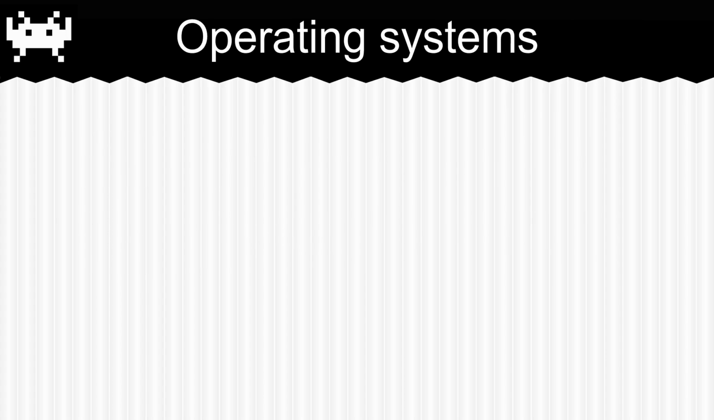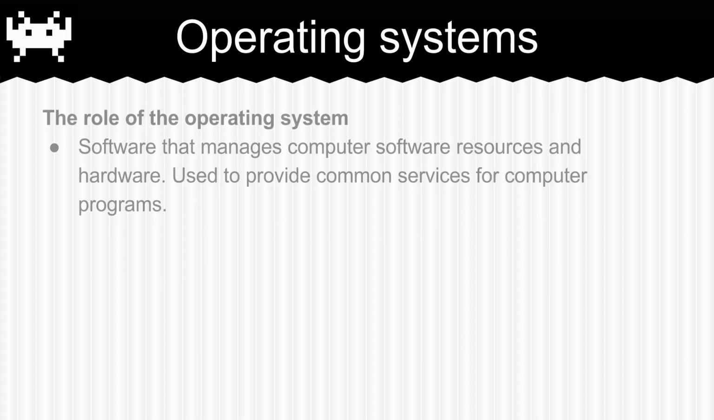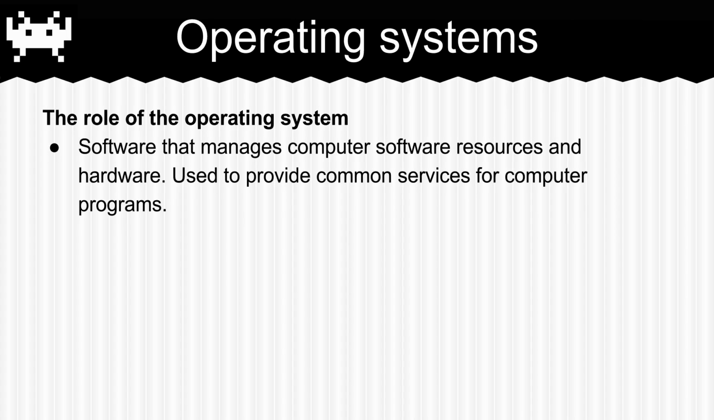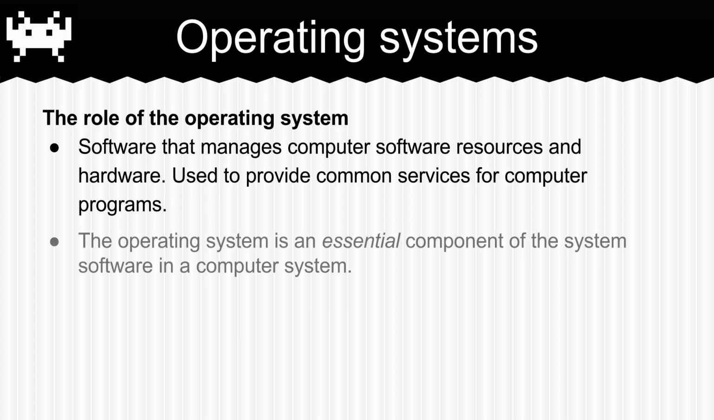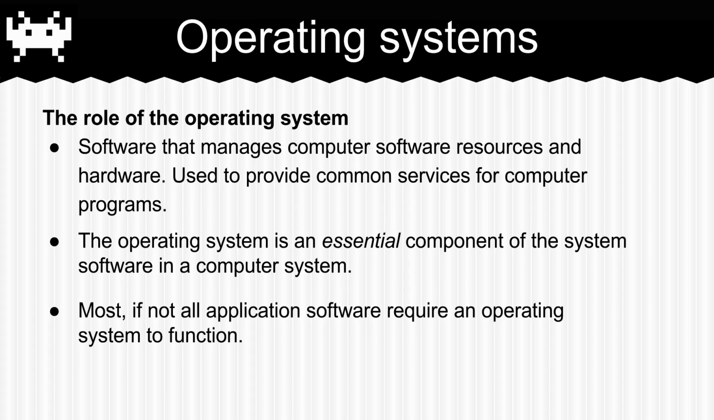Next up is operating systems. This refers to software that manages computer software resources and hardware. It's used to provide common services for computer programs. The operating system is an essential component of the system software in a computer system. You'll find that most, if not all, application software will require an operating system to function.